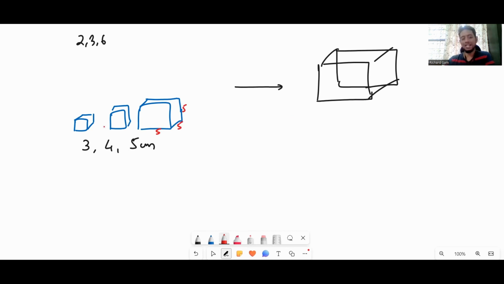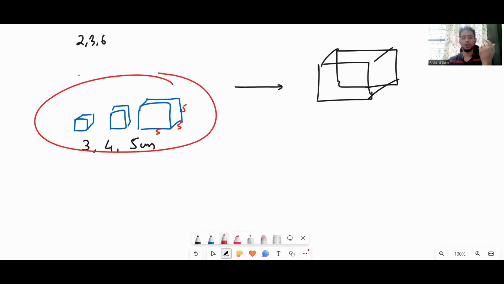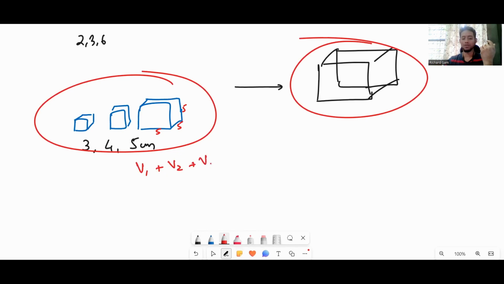Now, what did I tell you? When you melt something and make something else, what is same for both the initial shapes and the final shape? What is same for this and this? The volume. The volume of all these three together will be equal to the volume of this one. Okay, we can make an equation. In fact, volume of first plus volume of second plus volume of third cube is equal to volume of the fourth cube. You understand?